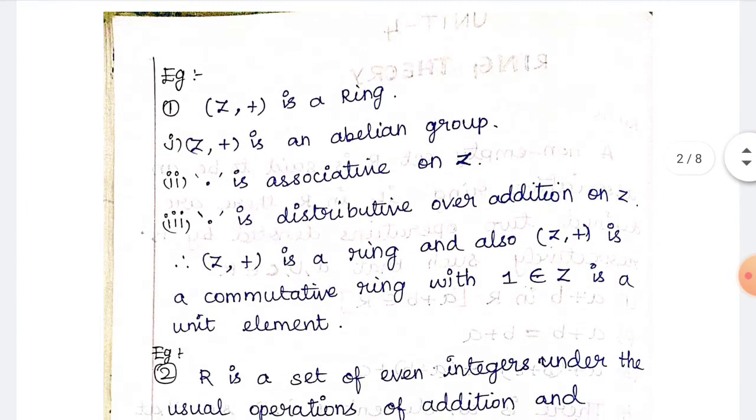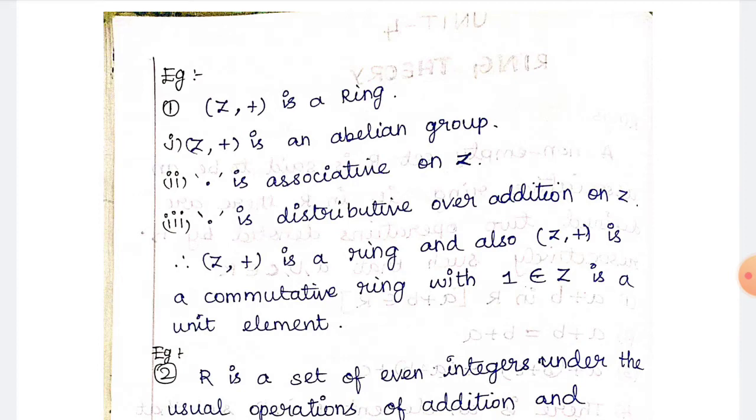Next we have to see some examples of rings. Number 1: Z, plus is a ring. The reason is that Z, plus is an abelian group, because the first 4 conditions are satisfied by this. The next is that dot is associative on Z, meaning a dot (b dot c) is equal to (a dot b) dot c. So the 7th condition is also satisfied. Finally, dot is distributive over addition on Z, so the 8th condition is also satisfied. For these reasons we can say Z, plus is a ring.